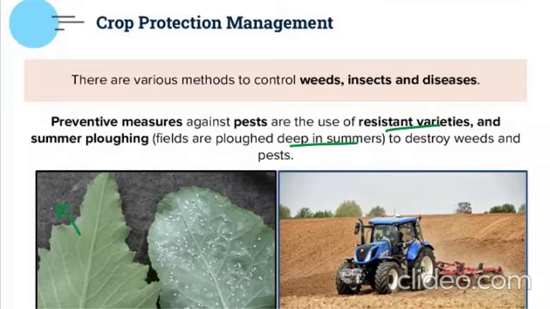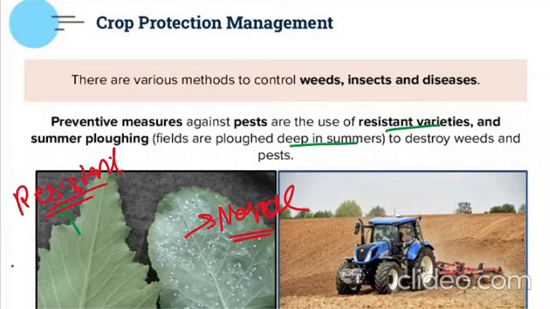This is a disease resistant variety, and this is a normal variety. By the various methods of hybridization, monohybrid, dihybrid, whatever hybrids there are, with the help of that you can make a disease resistant variety, and it will be free from fungal, viral, everything.